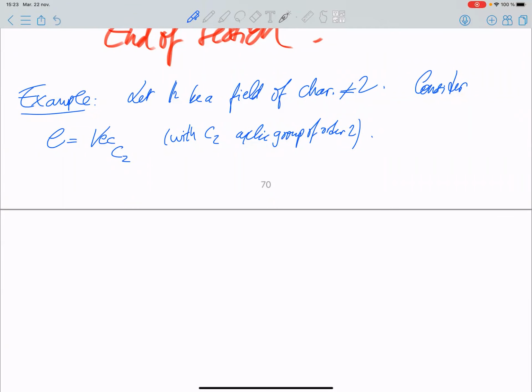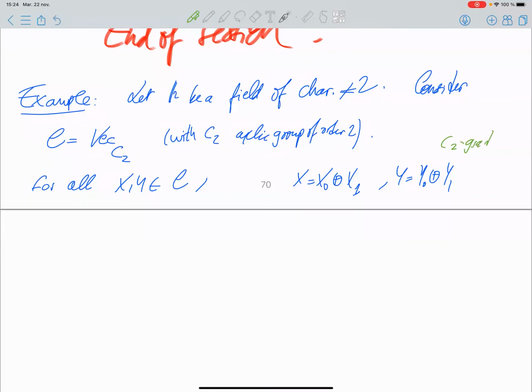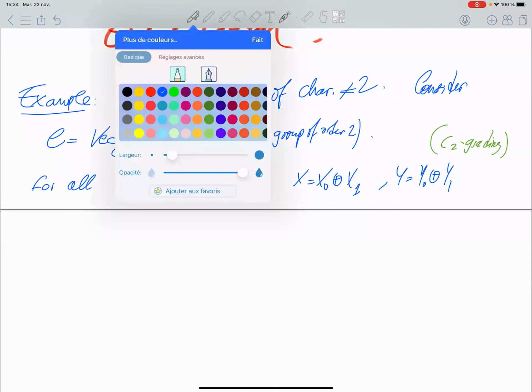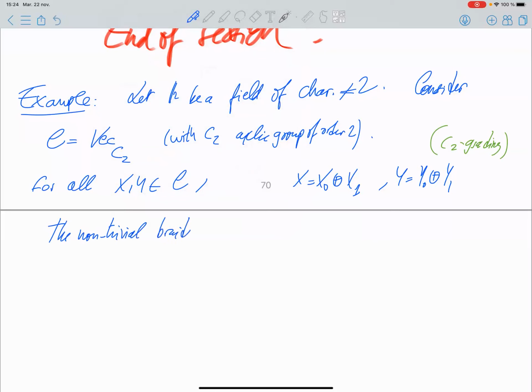As follows, for all x, y in C, you have x equal x0 plus x1, y equal y0 plus y1, the C2 grading. And so we define the non-trivial braiding as follows. The non-trivial braiding is defined as follows.